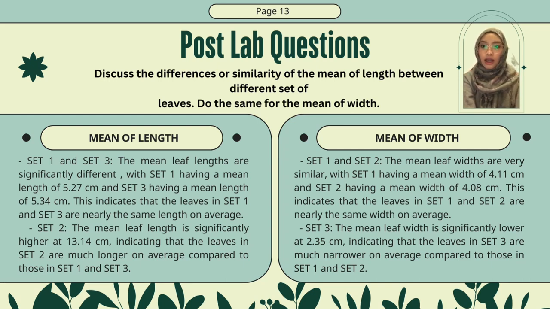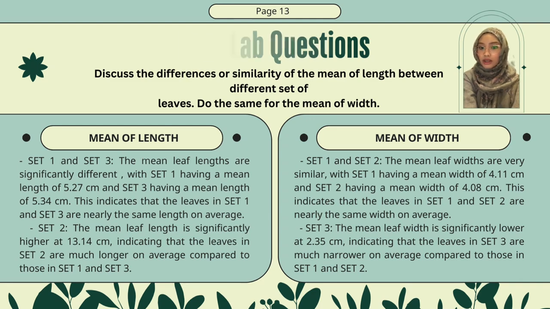For the mean of length, set 1 and set 3, the mean leaf length are nearly the same, with set 1 having a mean length of 5.27 cm and set 3 having a mean length of 5.34 cm. This indicates that the leaf in set 1 and set 3 are nearly the same length on average. For set 2, the mean leaf length is significantly higher at 13.14 cm, indicating that the leaves in set 2 are much longer on average compared to those in set 1 and set 3.